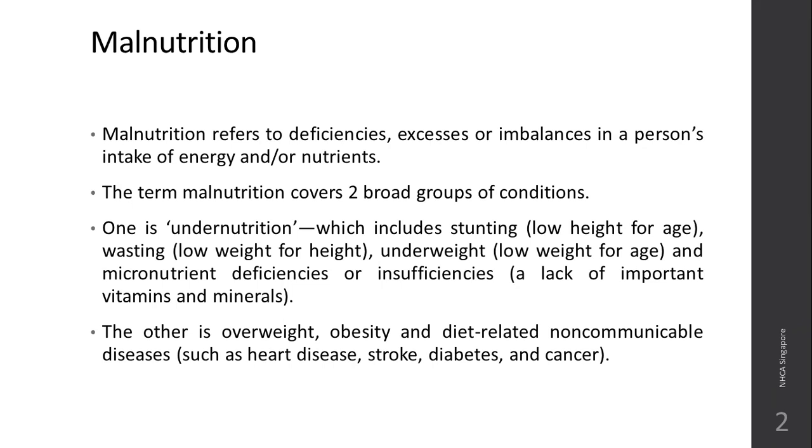Okay. So there are two major categories of malnutrition. One is undernutrition and another is overnutrition or overweight. Undernutrition includes stunting, low height for the age; wasting, muscle wasting or body mass wasting, which means low weight for the height; underweight, low weight for the age; and micronutrient deficiencies, insufficiency, a lack of important nutrients, where vitamins and minerals are absent.